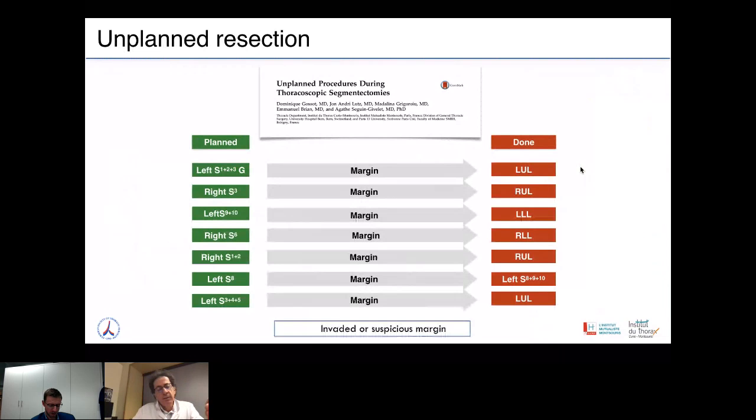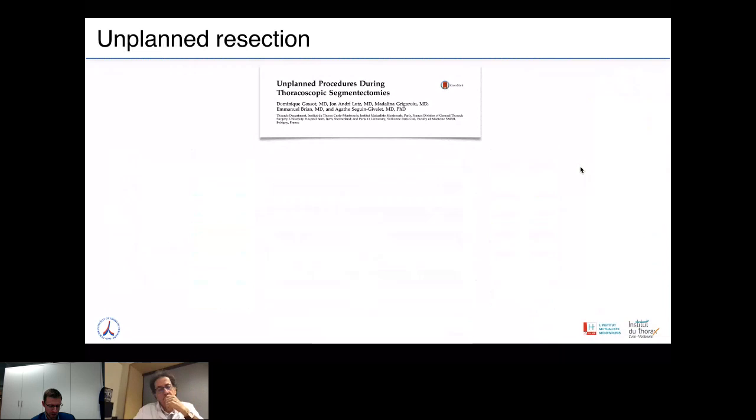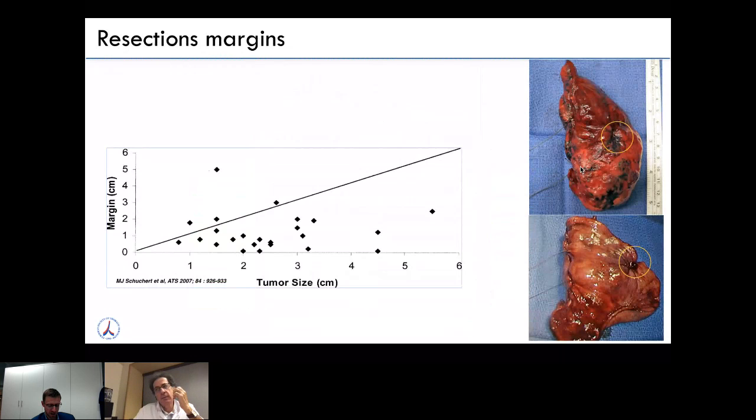Maybe about the margin. The question was, or 2 questions here were: stage limitation for segmentectomy. How big can a tumor be? If you have a tumor of, let's say, 3.2 centimeters, will you do a segmentectomy or not?